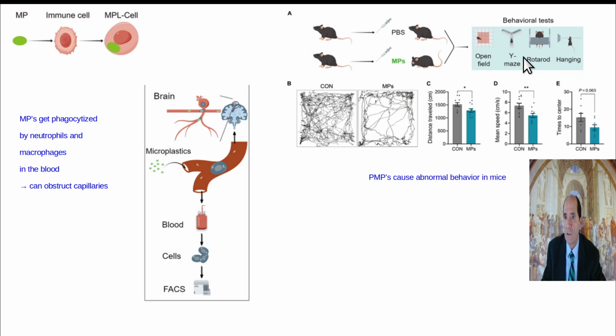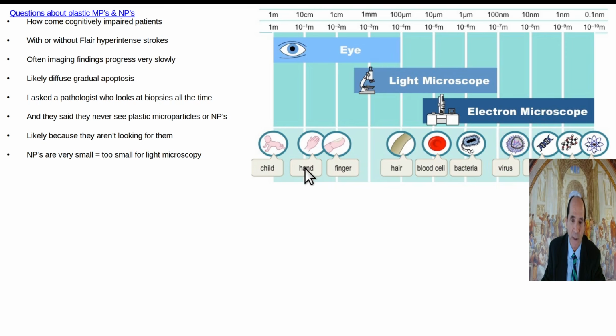Okay, and this is showing you other things that mice do. There's a Y maze, an open field maze, hanging from a branch. These are all things mice do, and they do them abnormally when they've been exposed to microparticles. And this is thought to be one of the mechanisms by which plastic microparticles cause brain damage in mice.